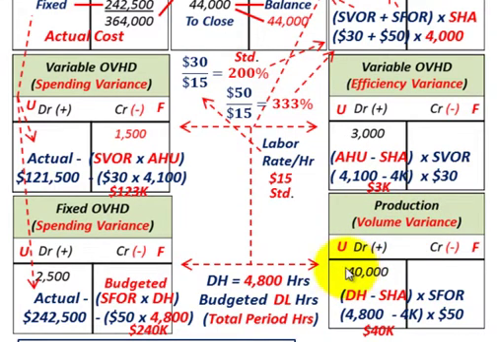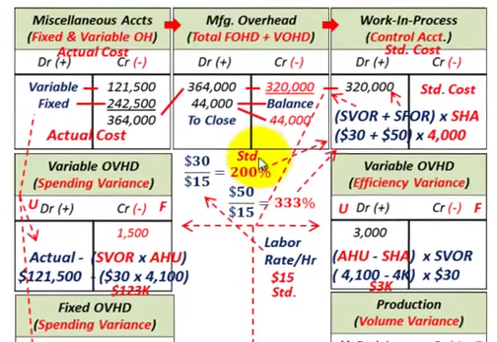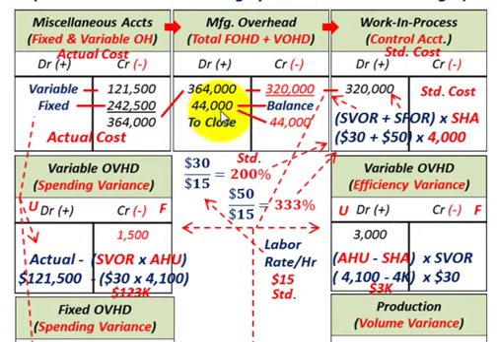So netting everything up, we're going to come up with a balancing amount of $44,000. That accounts for the variable spending and efficiency variances, plus the fixed overhead spending and production volume variances.